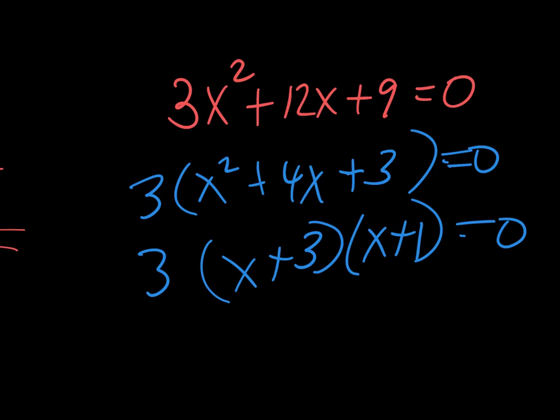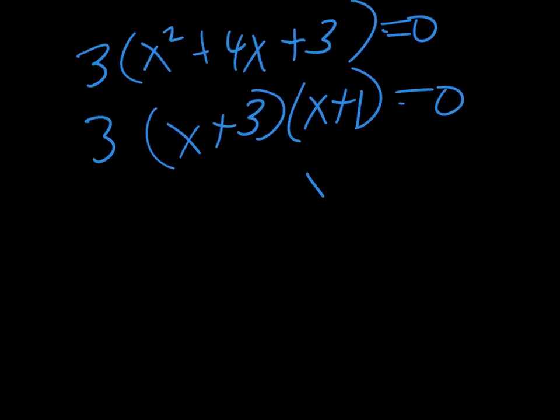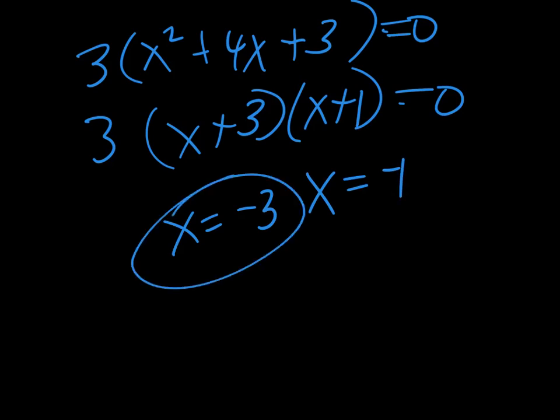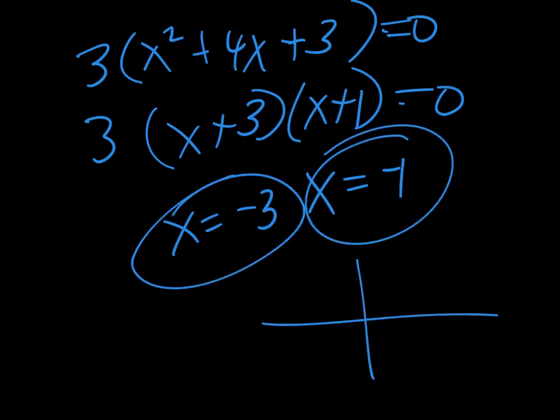The factoring was the hard part. The easy part is finishing. You make it equal 0, so you get -3 and -1. If I were to make a picture of it, my roots would be -1 and -3.